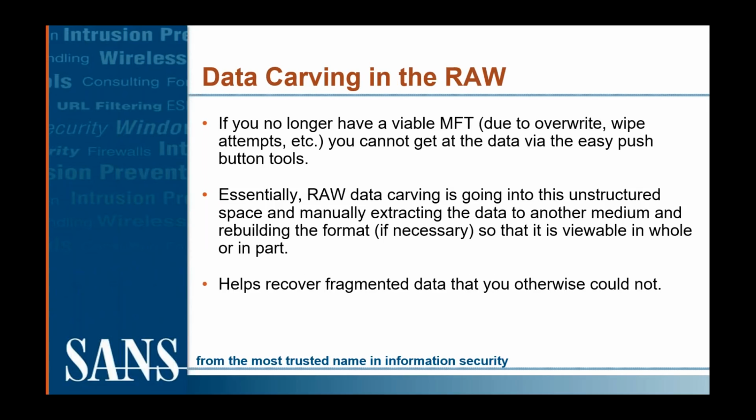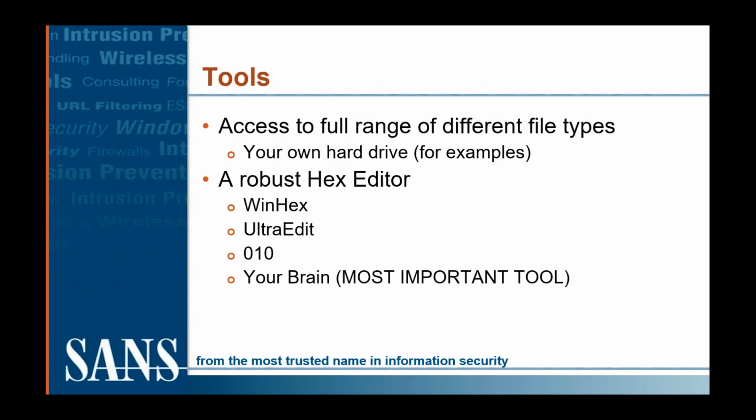So where would this raw data rebuilding come into play? What happens if you don't have a viable master file table? If you're used to running EnCase, for example, you can't run a recover folders. Without an MFT, it's not going to see a lot of the stuff that it should see. It could be fragmented. It could be overwritten. You don't know. Raw data carving is going into this space, basically with a hex editor, and looking for it. Now, this is not something that you're going to use all the time. But when you need to find something, this is the best way to find it.